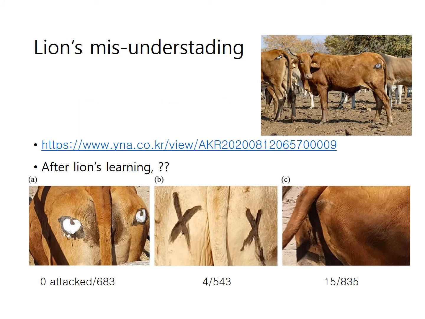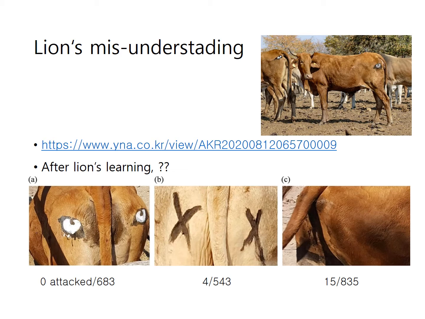Many cattle are raised in Africa. However, lions attack and eat the cattle, which is a big headache. So someone came up with an idea: they drew eyes on the cows' rear ends. They experimented with thousands of cows over 3 years.